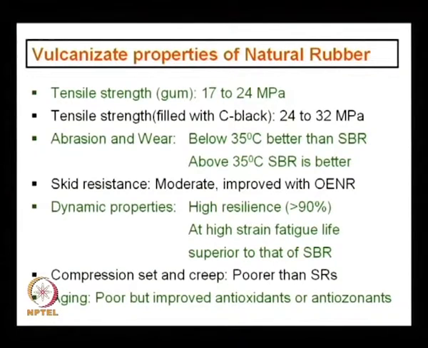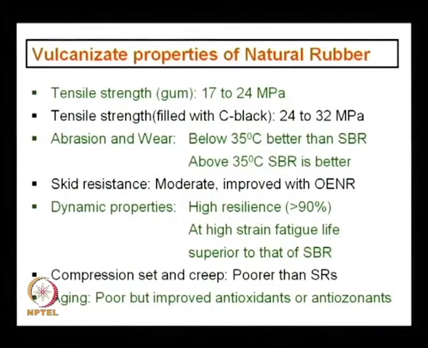For improved skid resistance, sometimes oil extended natural rubber is used, and there is a science underlying this. Explaining it needs more time. If you really want to know that science, you can discuss it with me outside this class, and I will help you.